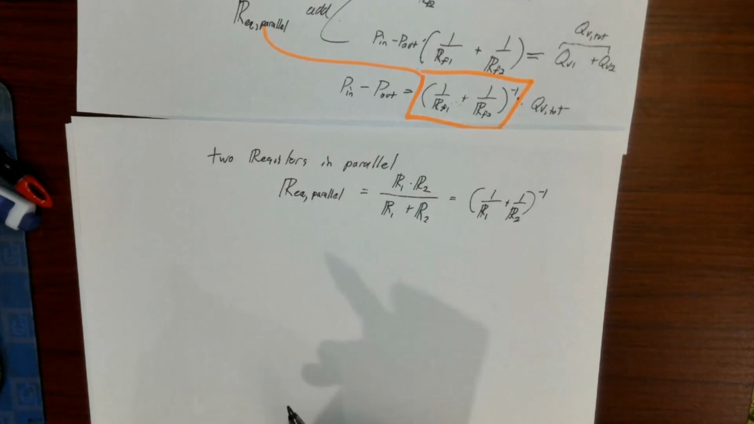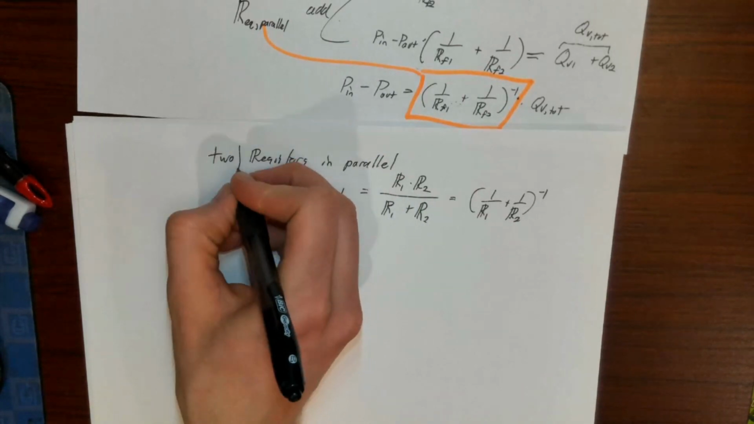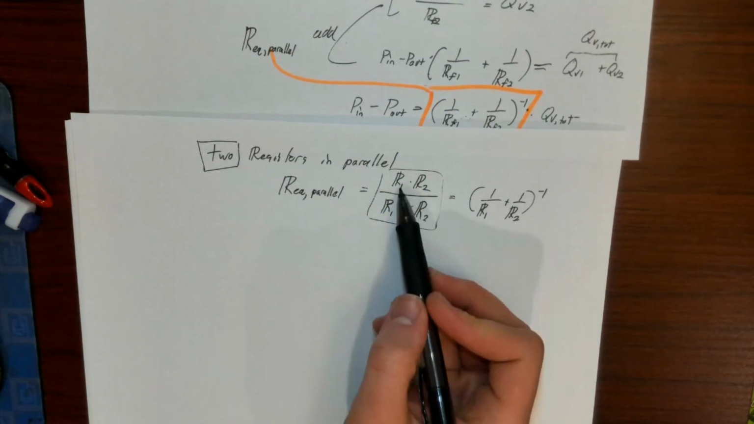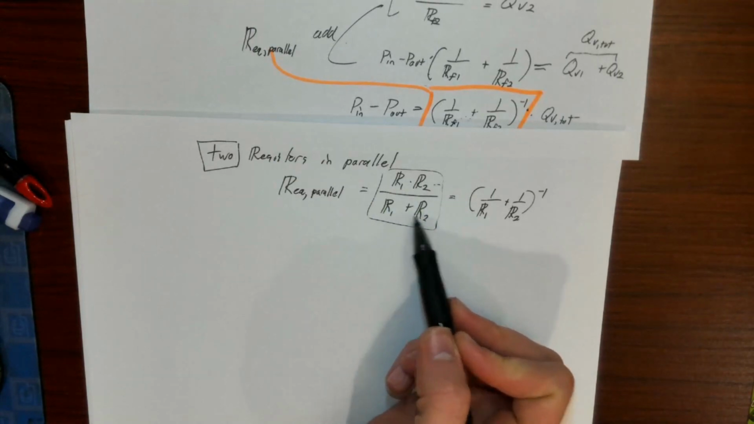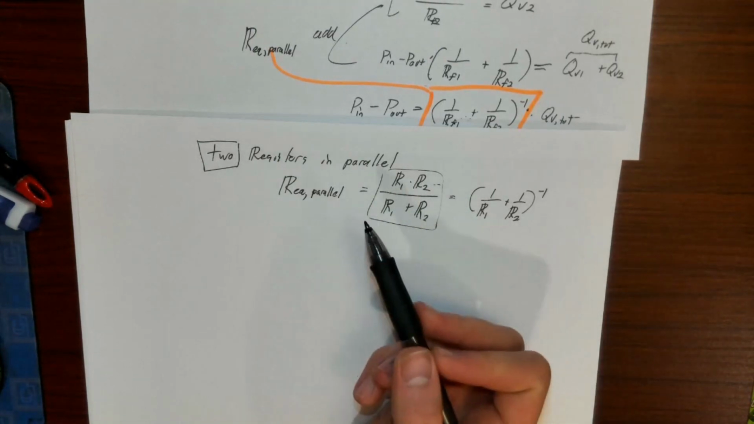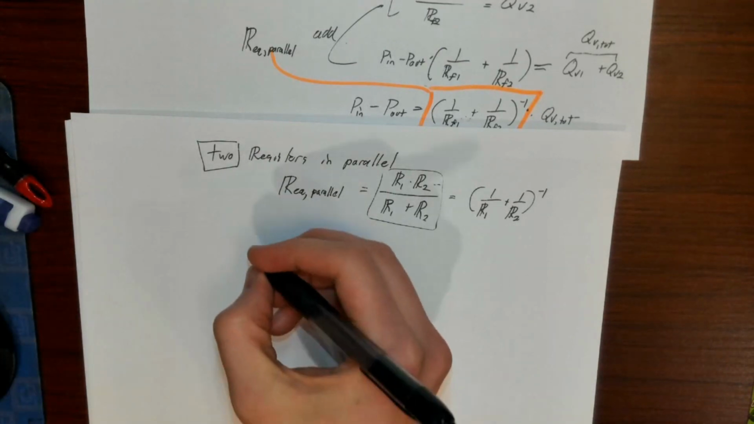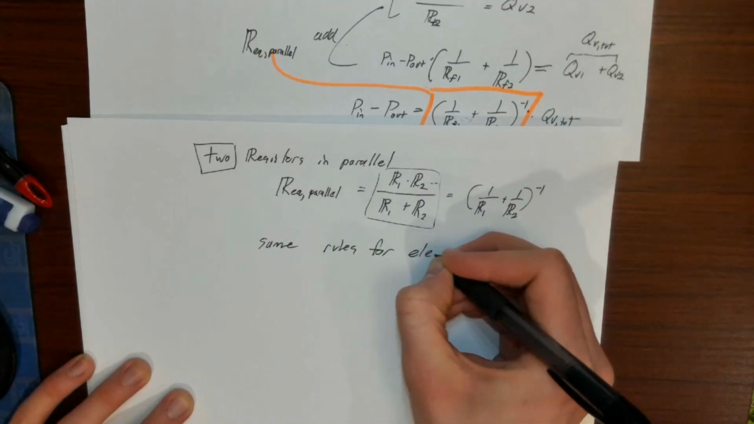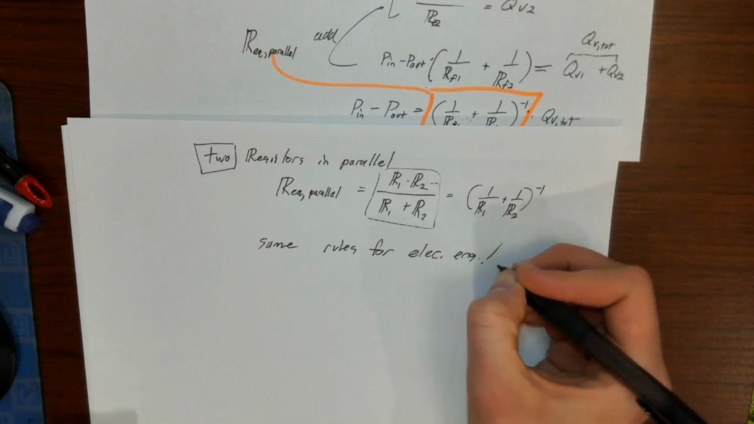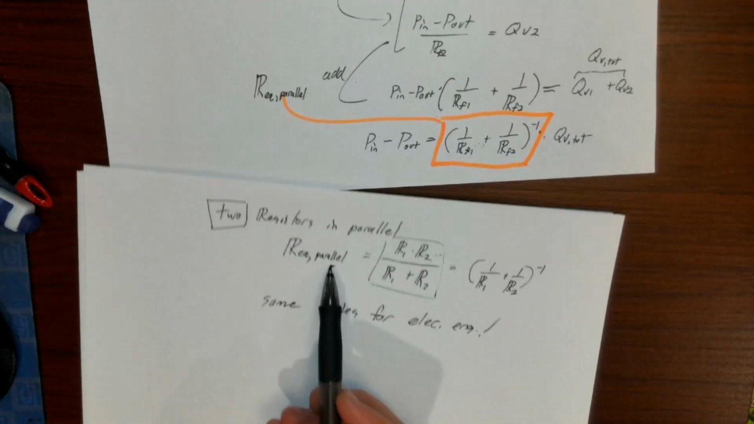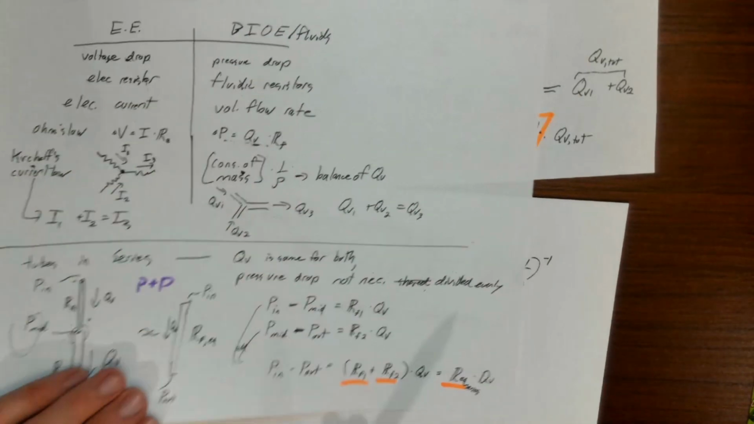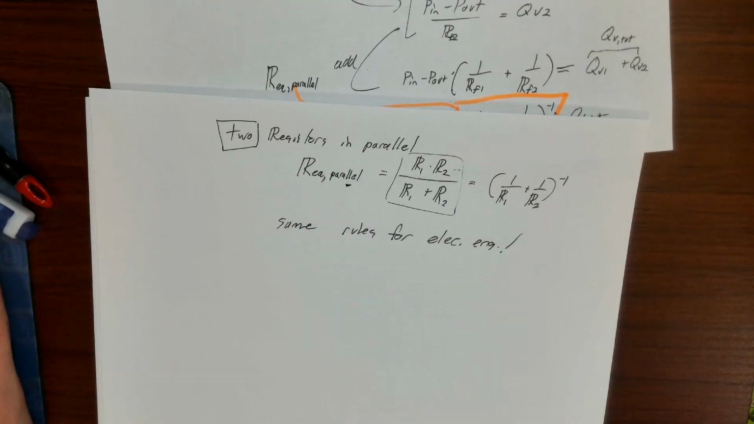It's sort of like the product over the sum. But the key thing to watch out for is that this simplification only works for 2 in parallel. If you have 3 in parallel, you don't get the product of all 3 things over the sum of all 3 things, because the units wouldn't even work out in that case. And these are basically the same rules for electrical engineering circuits. We have the parallel rule and the series rule, and it works for both electrical engineering and for fluid mechanics.